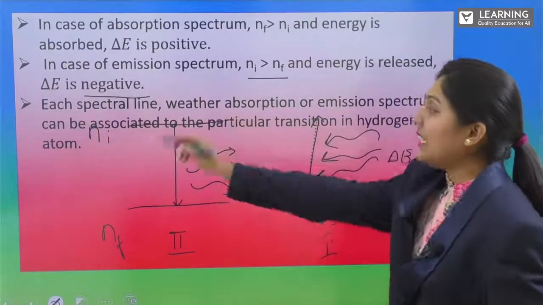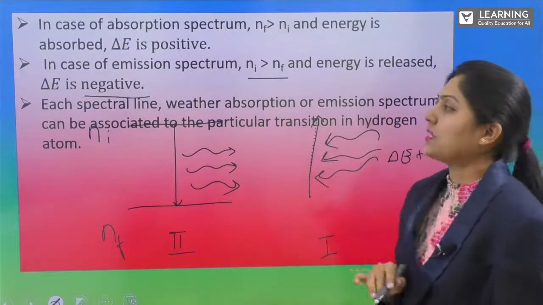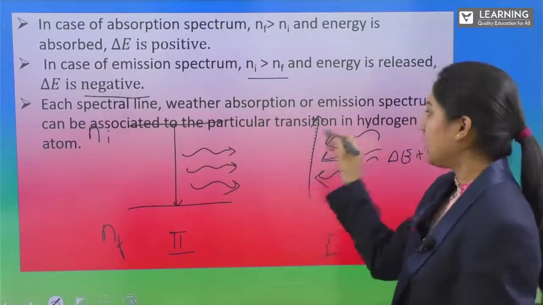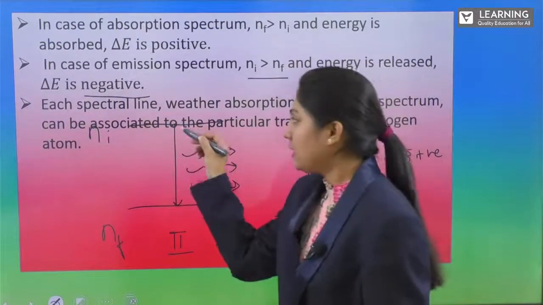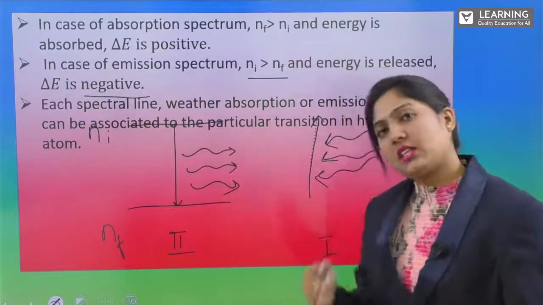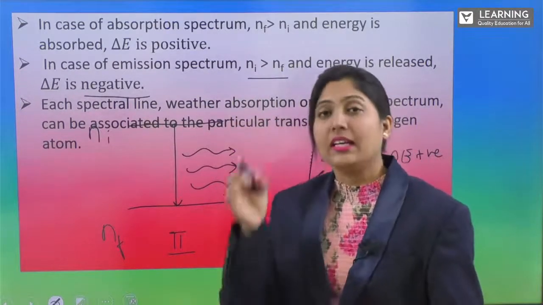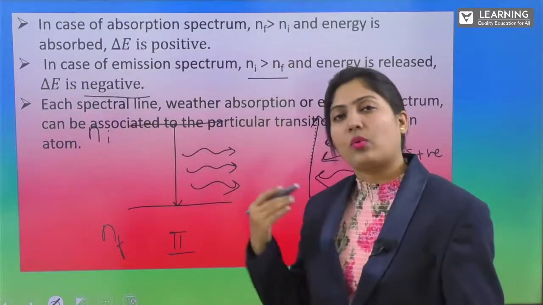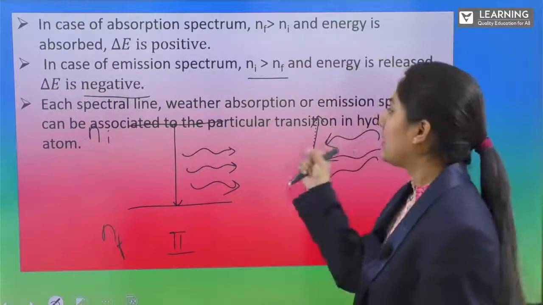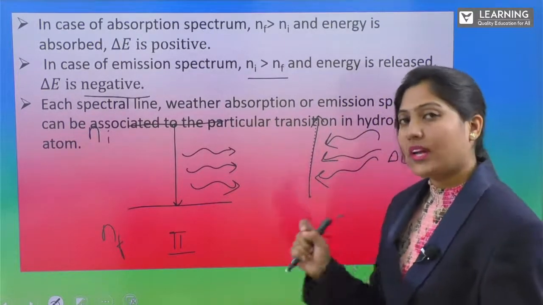Fine. So, each spectral line, whether absorption or emission spectrum, can be associated with a particular transition in the hydrogen atom. That is obviously correct because the electron is either coming from a higher energy level to a lower energy level, or from a lower energy level to a higher energy level. Each transition of the electron, jumping from higher to lower or vice versa, corresponds to a transition in the hydrogen atom, and we can notice that.